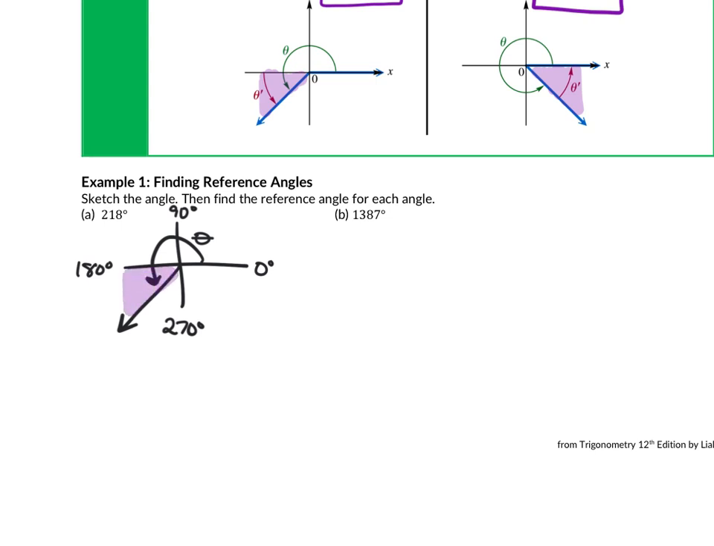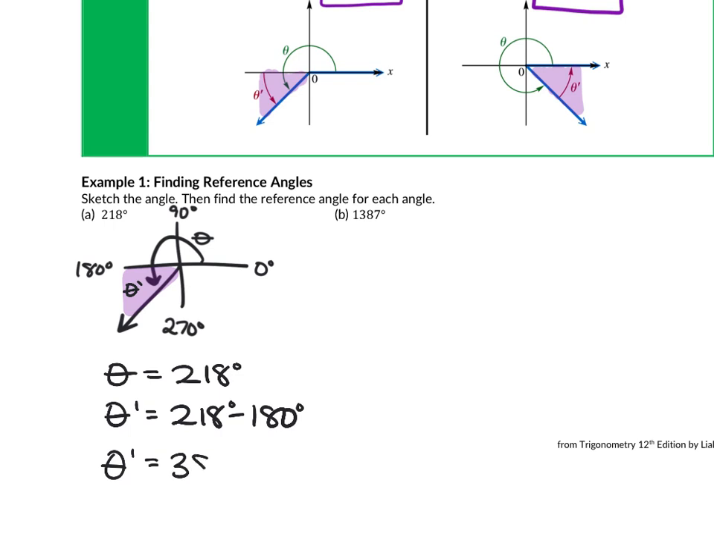I want to know how much has happened from 180 to make it to my angle. So if I have that theta is 218 degrees, theta prime is just going to be 218 minus 180 degrees, taking away that full top semicircle, which means that theta prime is 38 degrees.